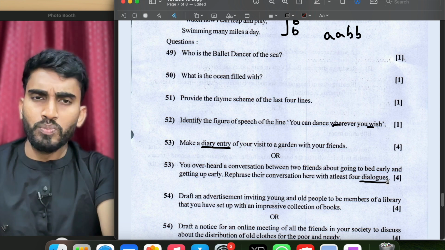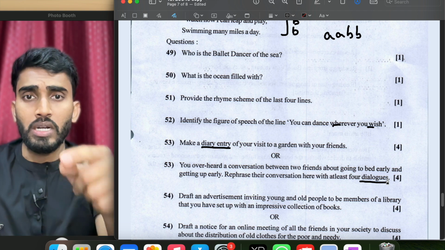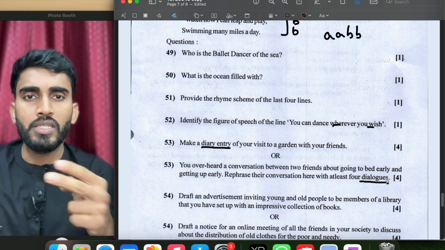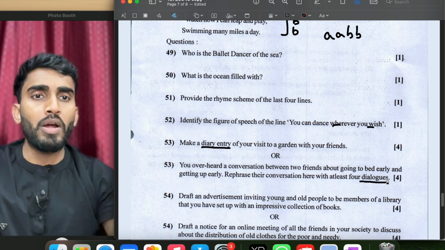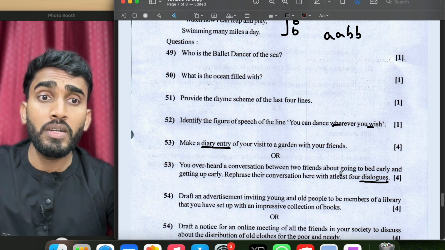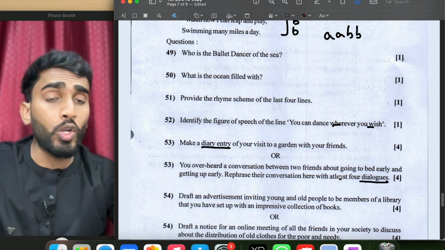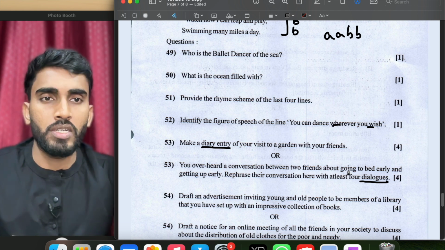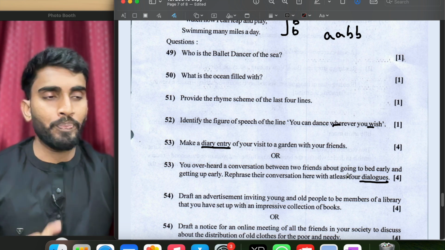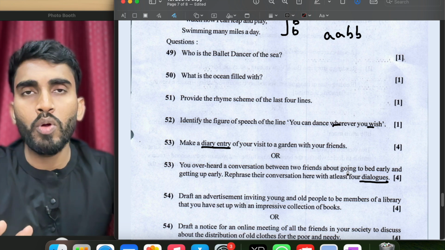So first of all, you have to take two characters who will talk with each other about the topic. Look, you have to focus on what the topic is, and based on that topic only, you have to make the characters talk with each other. Don't go out of the topic. Also, what mistakes you have to avoid?